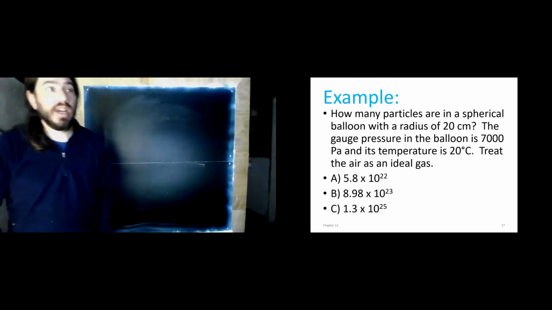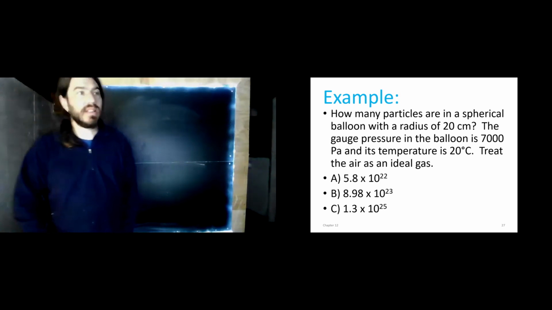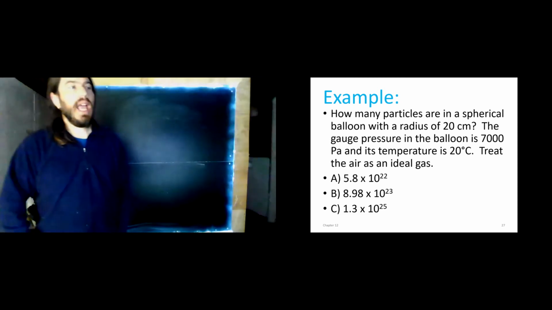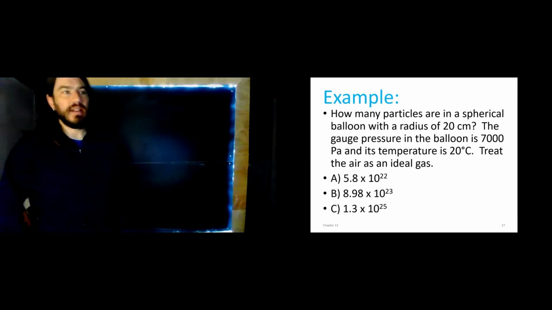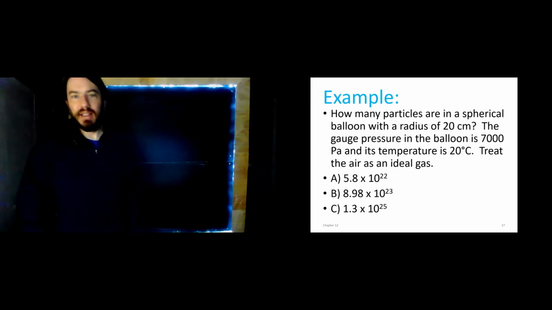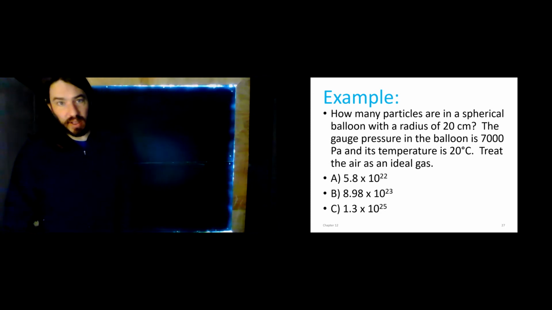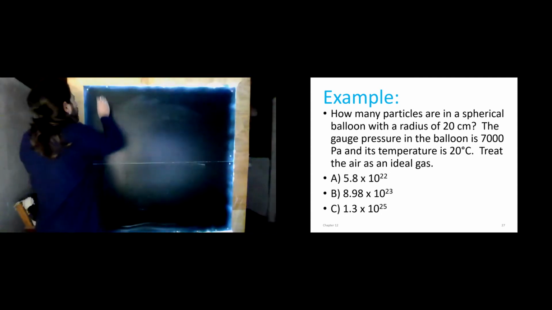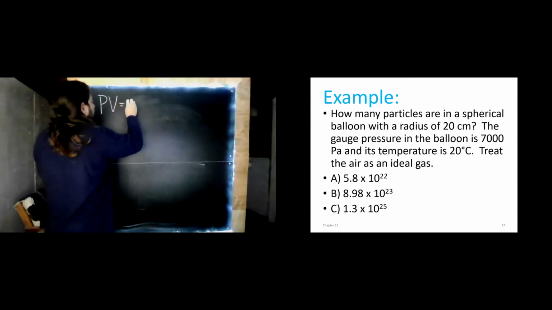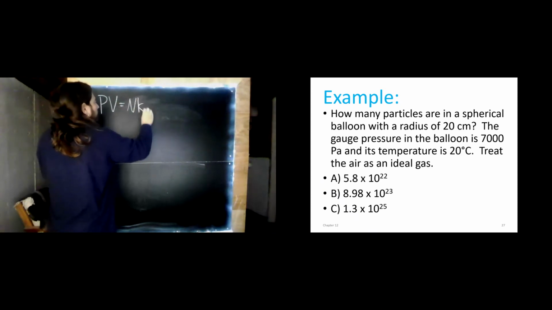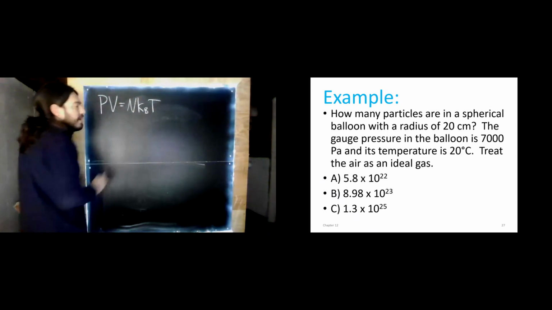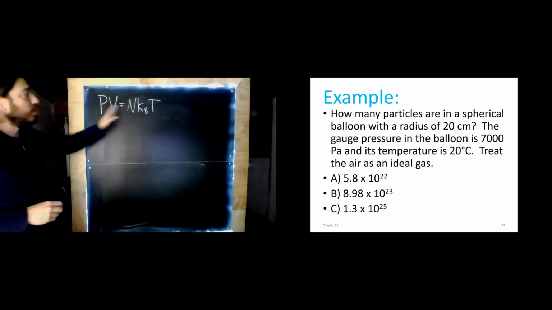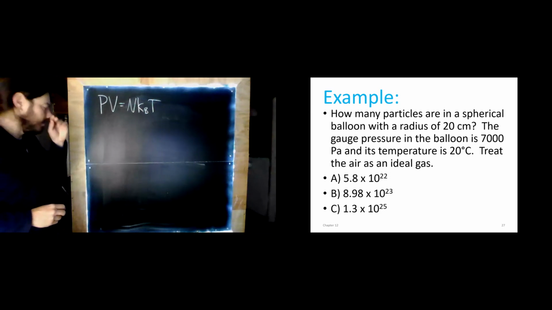Okay, how many particles are in a spherical balloon with a radius of 20 centimeters? The gauge pressure in the balloon is 7,000 Pascal, and its temperature is 20 Celsius. Treat the air as an ideal gas. All right, well, there's a few things to be careful of. First of all, it's asking for the number of particles. So I'm going to go ahead and use this formulation. Recall that Kb, Boltzmann's constant, is the constant that's appropriate to use when we're looking for the number of particles.